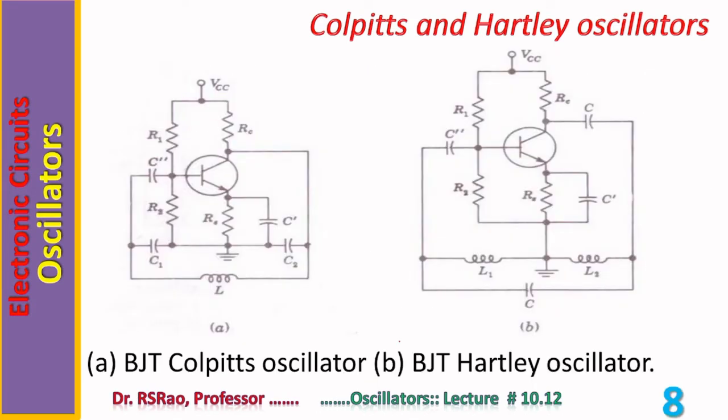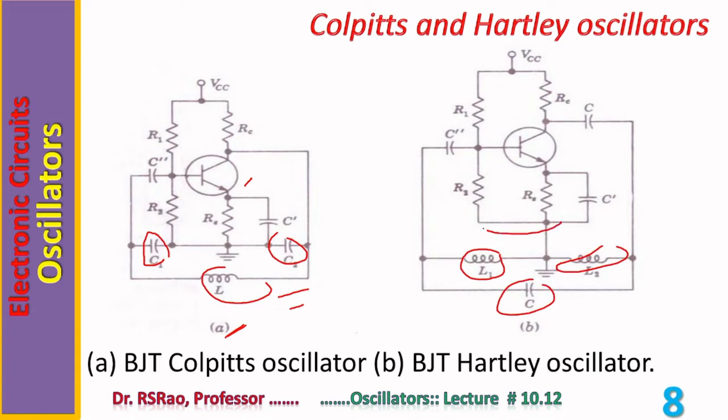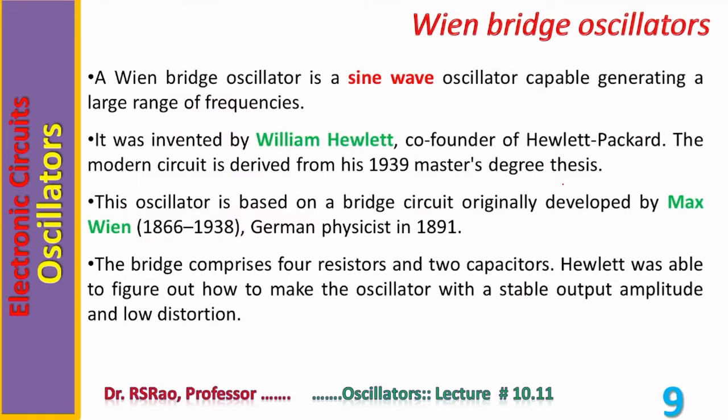Circuits are shown here, BJT versions. In A is shown the Colpitts oscillator, two capacitors, one inductor. In B is shown the Hartley oscillator, two inductors, one capacitor. This is the amplifier, a BJT amplifier. R1, R2, C, RE, these are all biasing arrangements.